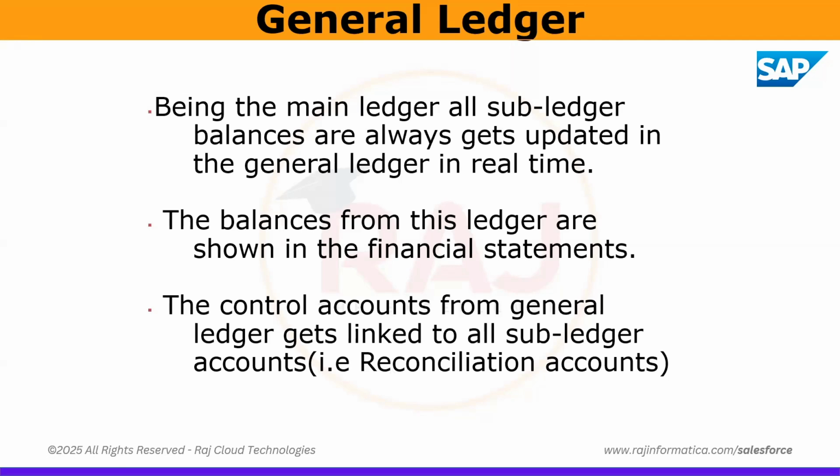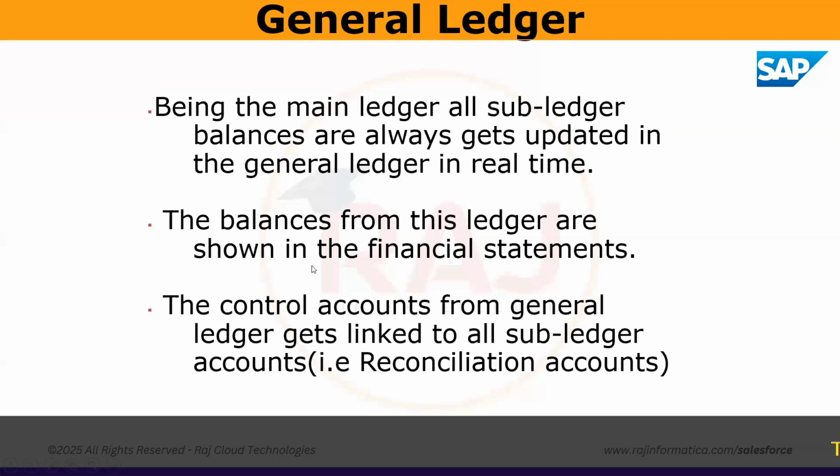Means we represent our customers as debtors. We represent our vendors or suppliers as creditors in the balance sheet, right? So those debtor, creditor or fixed asset related accounts are called reconciliation accounts. Okay. So this is the general ledger.